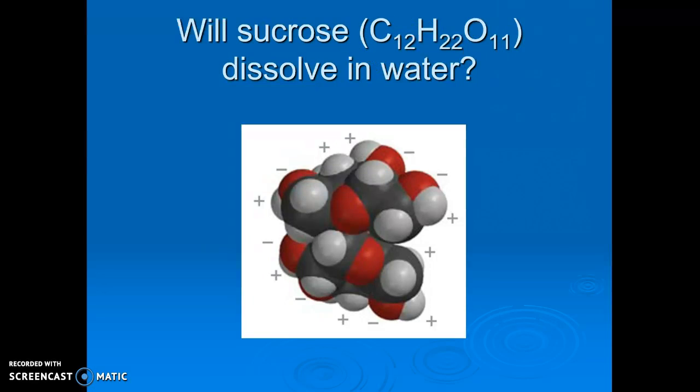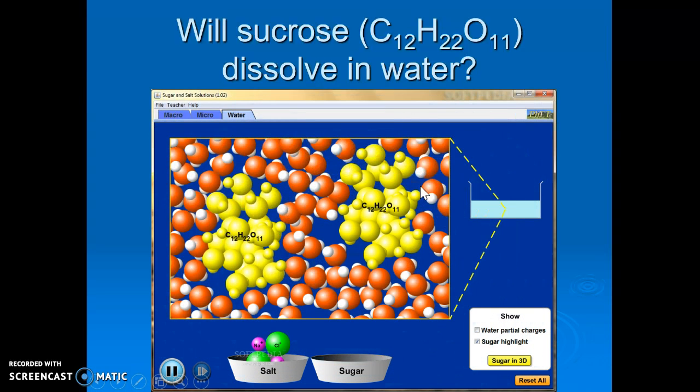So here's sucrose's formula. It's C12H22O11. I've got a picture of it here to show you that because of the oxygen, there are parts of sucrose that are polar. So I want you to answer the question, will sucrose dissolve in water? Keeping in mind that water is polar. So if you answered yes, you're correct. Because water is polar, the parts of the sucrose molecule that have a charge will be attracted to that opposite charge of the water molecules.